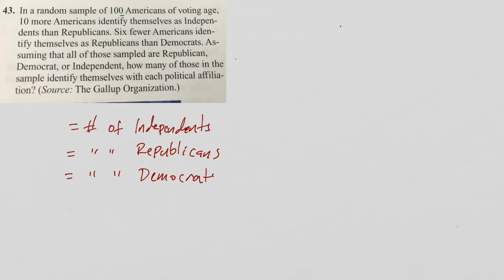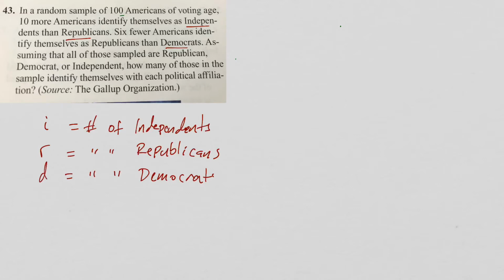Okay, in this problem, we have three different types of voters. We have independents, Republicans, and Democrats. All right. So I made the right-hand side of my heading. Now I'm going to make the left-hand side of my heading. I'm just going to create variables to represent those things. So I'll call I the independents, R the Republicans, and D the Democrats.